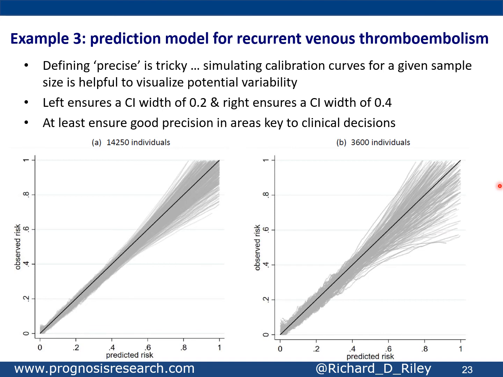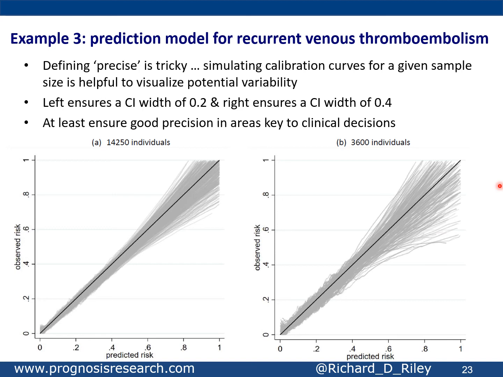Because defining precision is very tricky, isn't it? I have avoided this so far, and I've said, well, let's aim for a confidence interval width of 0.2 or something similar. But the reality is that we're sort of guessing, and particularly when it's on the logit scale, we don't really know what is precise.